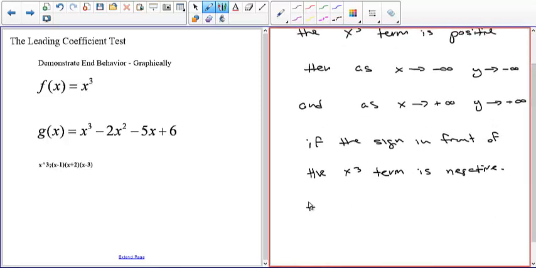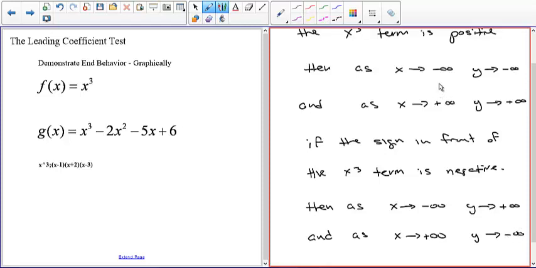So we can say then, as x goes to negative infinity, y goes to positive infinity, and as x goes to positive infinity, y goes to negative infinity. So here they go in the same direction, up. These go down to the left, up to the right. These are opposites. So that's all there is to it.